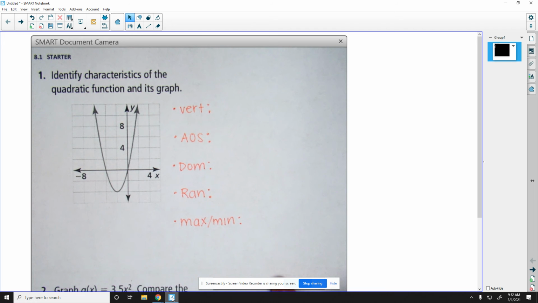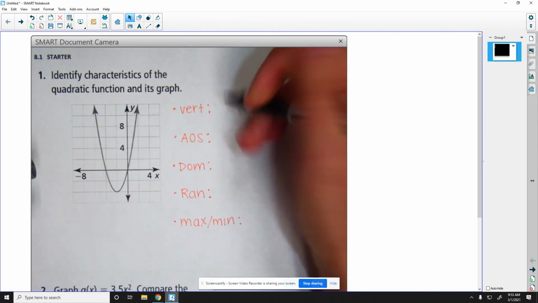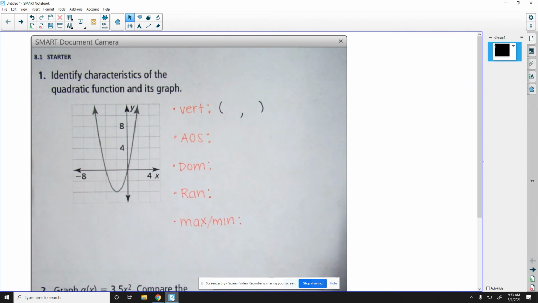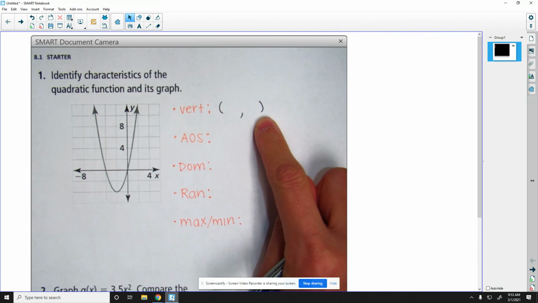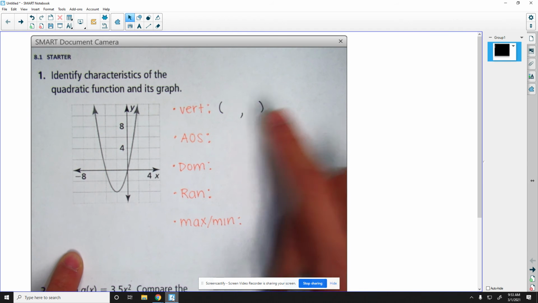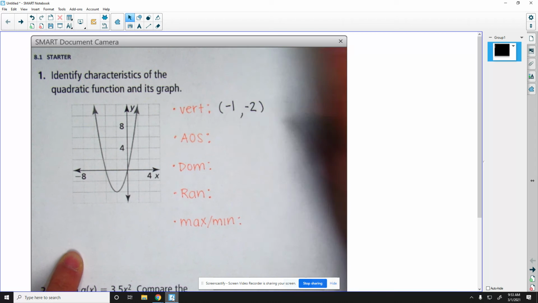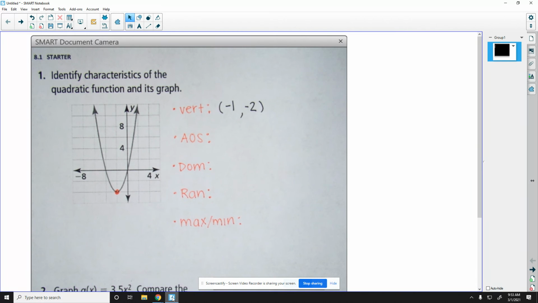Okay, so vertex. Your vertex is a point. It's something, comma, something. And it is either your highest or your lowest point. Your axis of symmetry is a line, but let's do your vertex first. Does someone think they can raise their hand and tell us what is the vertex in this picture? It's the highest or the lowest point. Owen. -1, comma, -2. Good job. So your vertex is right here, right? It's your highest or your lowest point, which is that point right there.